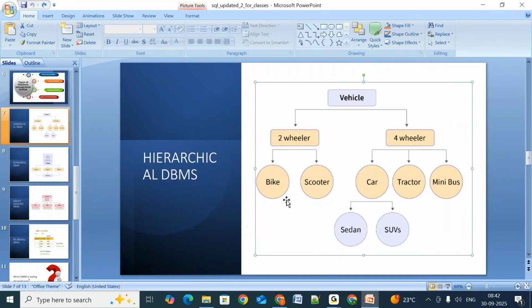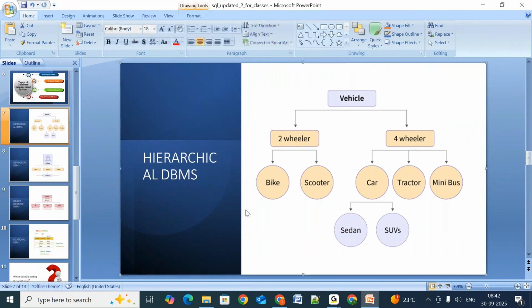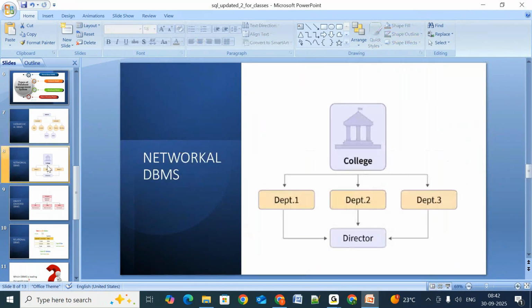Because of this drawback, the next one called network database came into the picture. So what is a network database? It is interlinked, meaning one is connected with another one. When compared to hierarchical DBMS, the network database management system has some advantage. If you want to get department one details, maybe you can get it from college, or maybe from director.